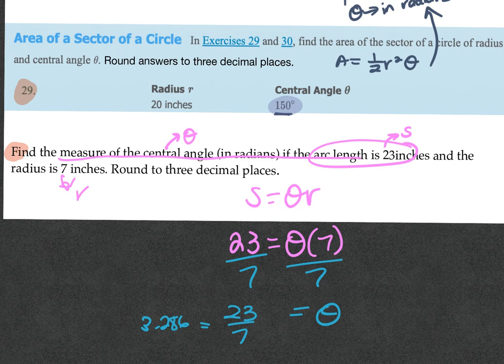That's really awful, but 3.286. No, it's in radians. The formula gives it to you in radians. If it said degrees, then you'd have to convert it. But it's asking for it in radians, and the formula, that theta is in radians. You're welcome.